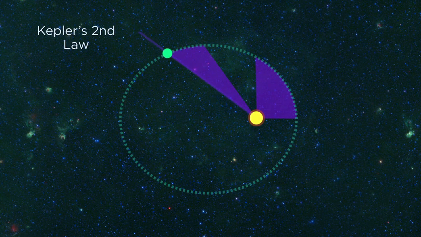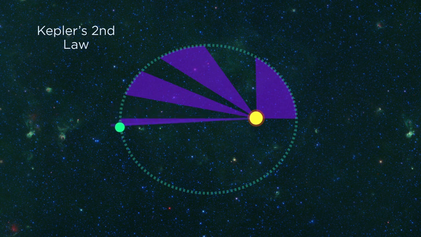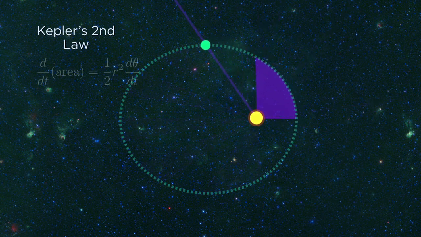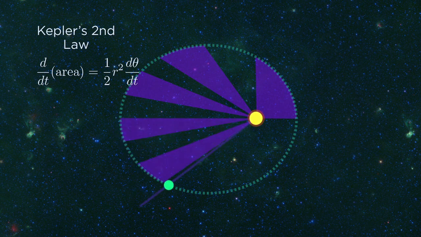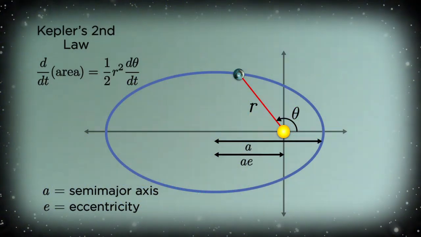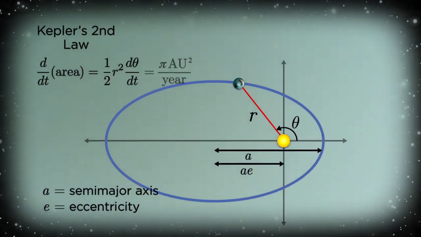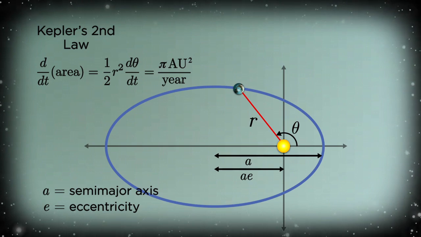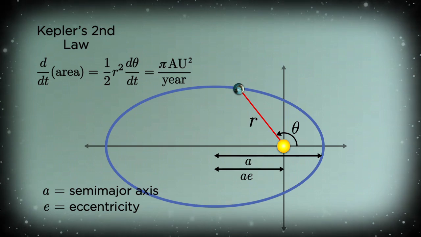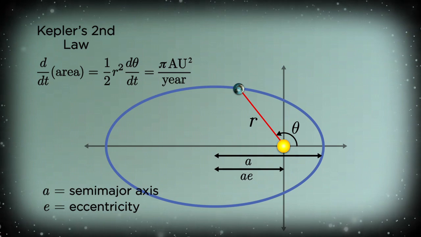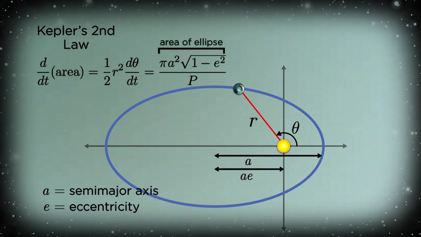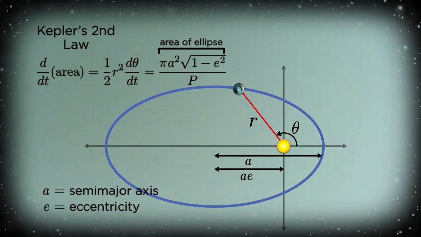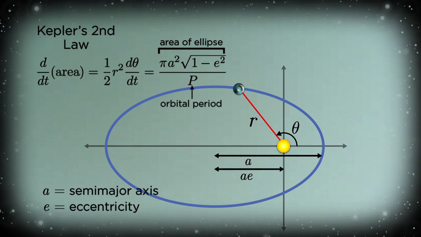Kepler's second law says that the line from the Sun to the planet sweeps out area at a steady rate. Last time we showed that this implies 1/2 r squared d theta dt is a constant, a certain area per unit time that's specific to each planet. For the Earth, the numerical value is pi AU squared per year, since the Earth's orbit is approximately a circle of radius 1, which has a total area of pi. More generally, 1/2 r squared d theta dt is equal to the area of the ellipse, pi a squared times the square root of 1 minus e squared, divided by the orbital period, p.